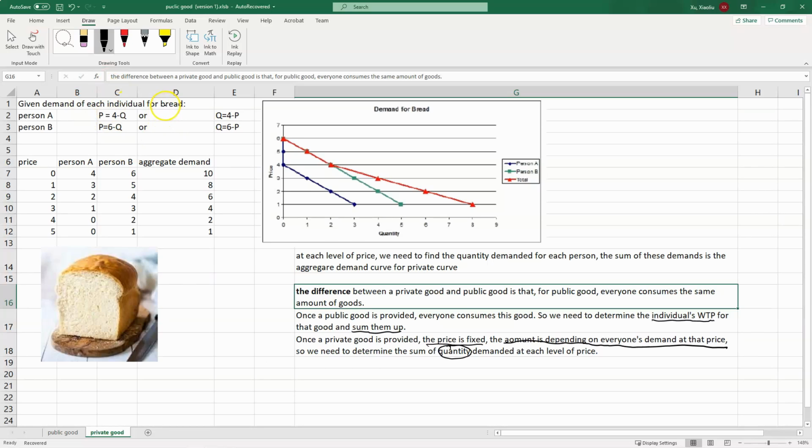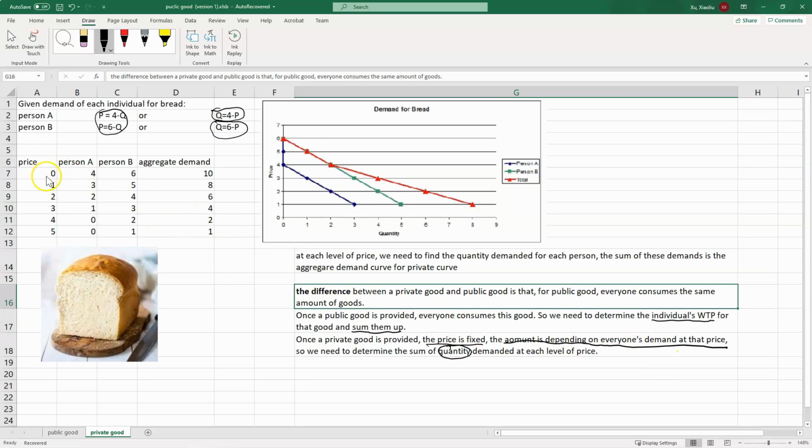for the demand of bread. For person A and person B, we are given two different demand curves. For example, for person A, P is equal to 4 minus Q, but we need to rewrite the equation into this form: Q is equal to 4 minus P, writing Q as a function of P. And also for B, we need to write Q as a function of P, because we need to find everyone's demand at a different level of price.